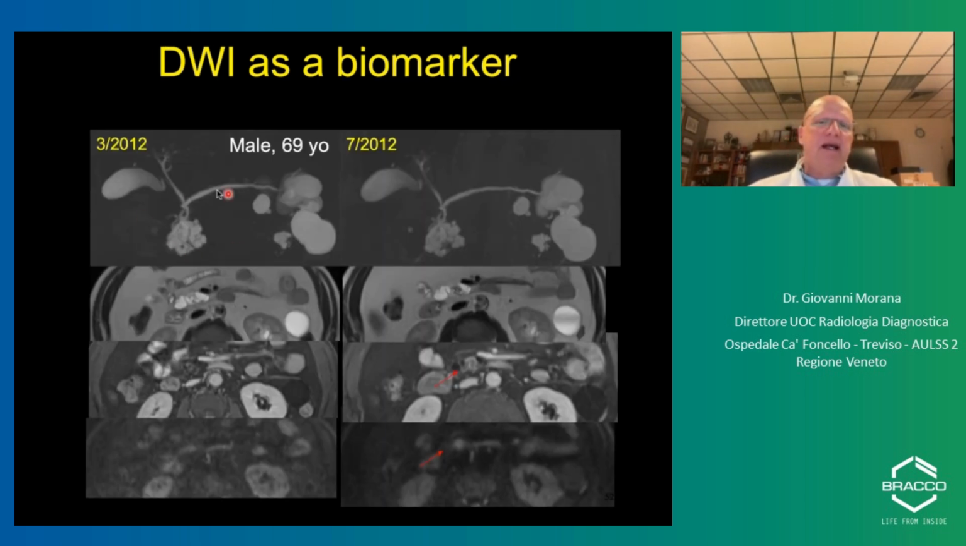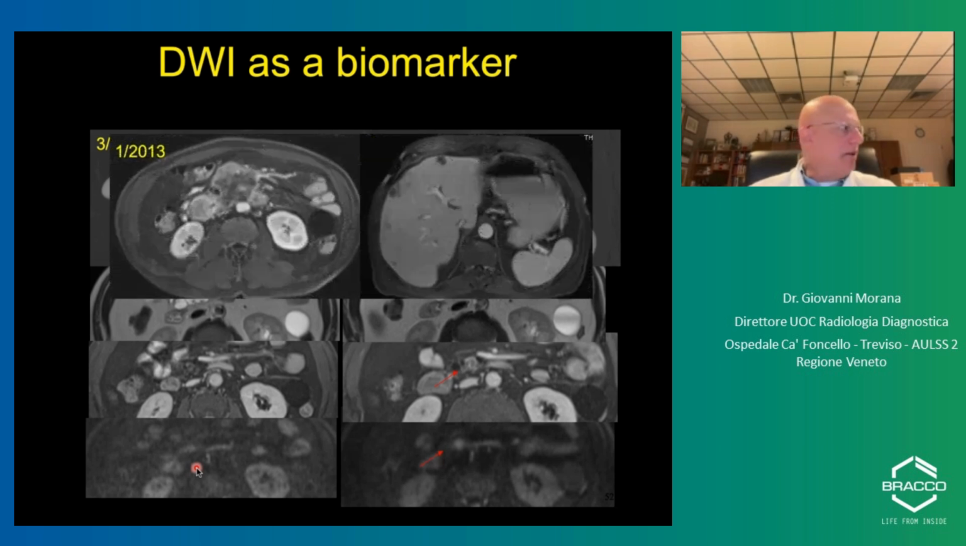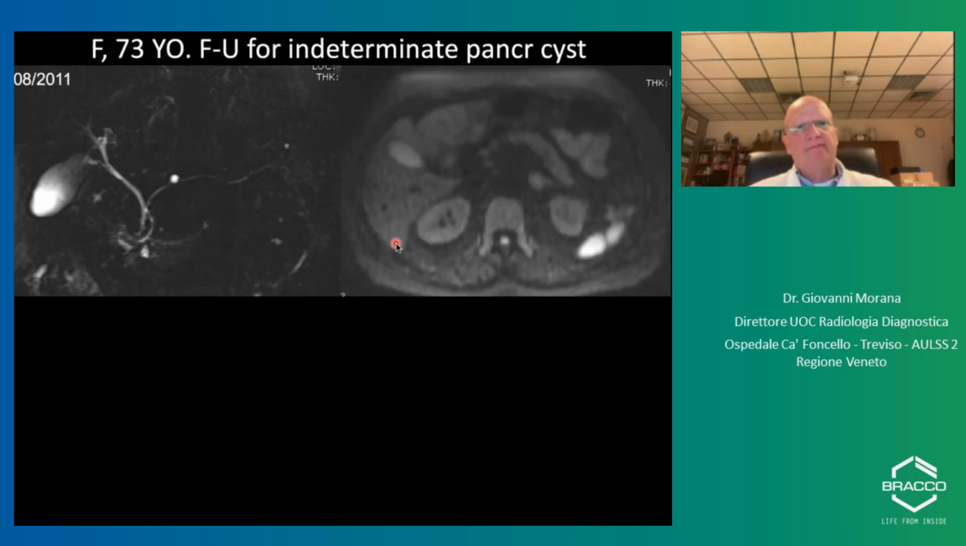This patient has a branch duct IPMN, and after 4 months, there was a nodule here, which shows enhancement and restricted diffusion not seen before. So this patient was invited to resection, but he came back 4 months later, and this is what happened: a large tumor with hepatic metastasis. Even small lesions should be followed up.